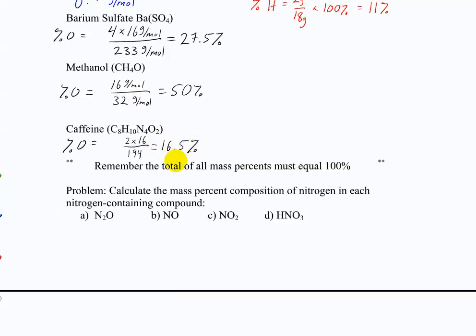Okay. And there's an easy way to check this. If you're ever doing these problems, rather than just using subtraction to get the last one, calculate them all out. And if they don't add up to 100, one of your calculations is wrong.